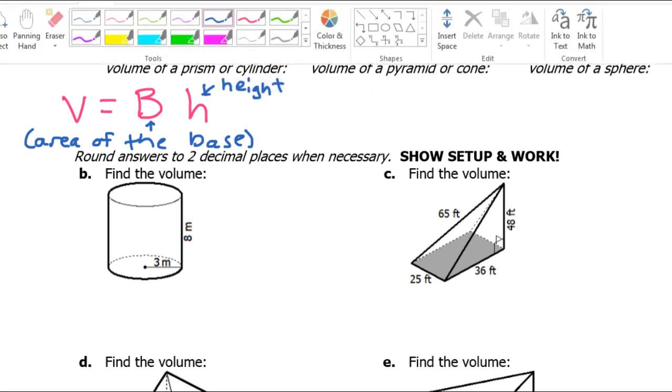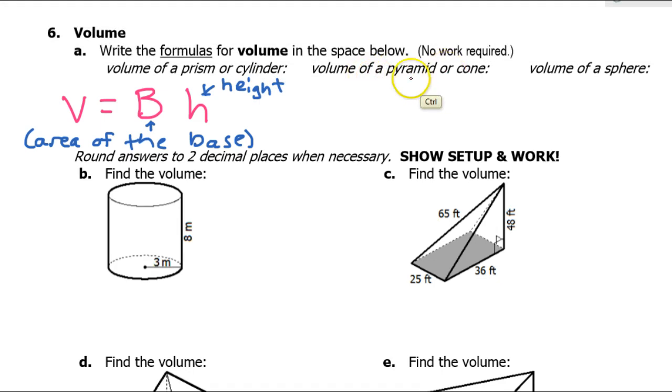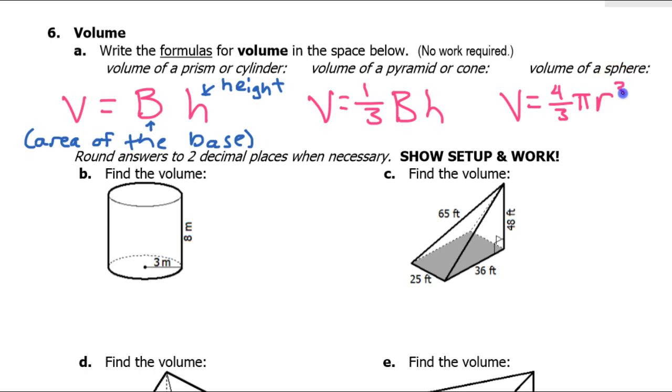Similarly, the volume of a pyramid or a cone is going to be 1/3 the area of the base times the height. And then the volume of a sphere is 4/3 pi times the radius cubed. So these are the volume formulas that we're going to be using.